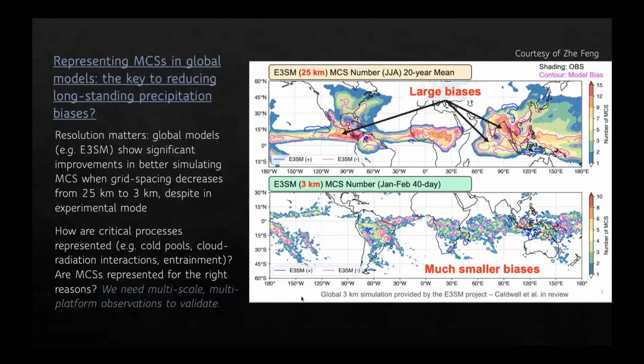And this is nice work from Zhifeng that I'd like to highlight that just shows that in the top E3SM, for instance, at lower resolution, you have a lot of bias in terms of the number of MCSs that are being simulated. But when you go down to 3 kilometers, you actually have much smaller biases. And so resolution certainly matters, but it's a matter also of trying to figure out how critical processes are represented, and are they represented for the right reasons? And in order to do that, in order to improve parameterization, we need multi-scale, multi-platform observations.